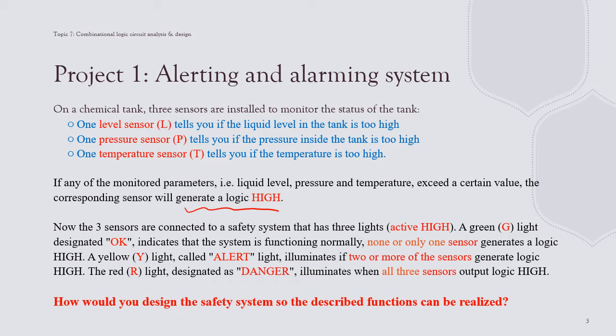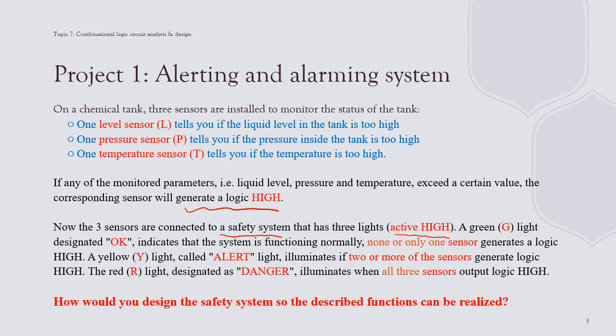Okay, now we have this system where the 3 sensors are collected. Right now we just call it a safety system, but fundamentally it's a control system. This system will be used to control 3 lights, and all the lights are active high. If you remember what we just talked about, active high means logical 1 will turn on those lights, logical 0 will turn them off.